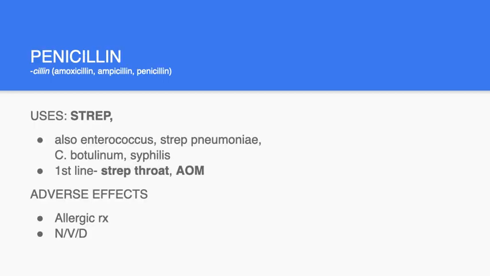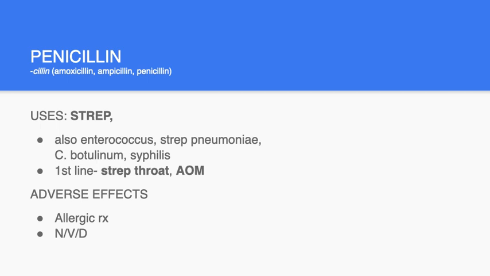Next bactericidal medication is penicillin. So the penicillin class all ends in cillin. So you have amoxicillin, ampicillin, and penicillin. Primary uses of penicillin are strep, which we really want to keep in the back of our mind for the exam, as you will be tested on this quite a bit.